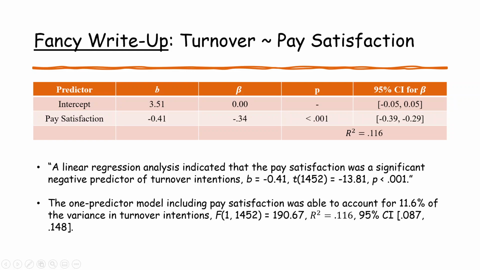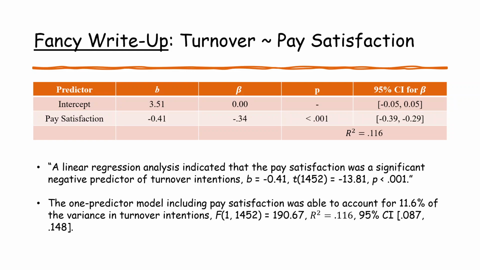And then finally, if we want to make a fancy APA-style write-up, one thing we could do is say a linear regression analysis indicated that pay satisfaction was a significant negative predictor of turnover intentions, and then I give the slope estimate, which in this case was the unstandardized slope. I give the t statistic, which was negative 13.81, which I got from the model summary, and then this is the degrees of freedom for our model.